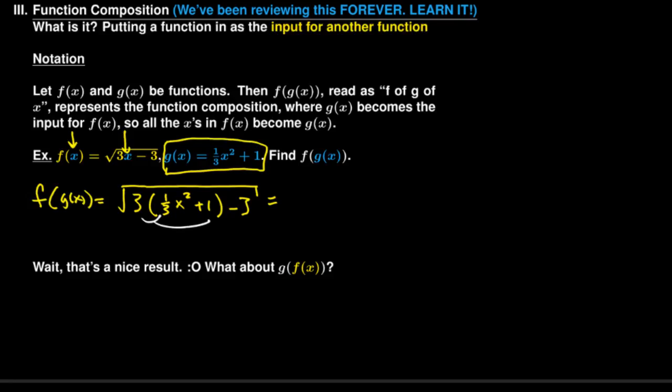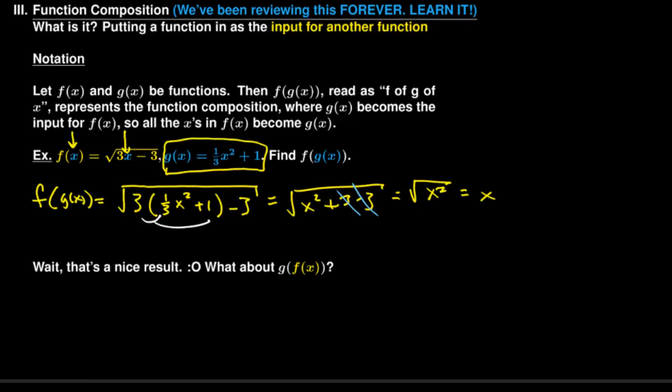So we get the square root of, that's going to be 3 times 1/3 is 1. So x squared plus 3. Then we get minus 3. So the plus and minus 3 are going to subtract. And then we just get the square root of x squared, which gives us just x. So that's a nice, interesting result. What if we went the other way around? G of f of x.